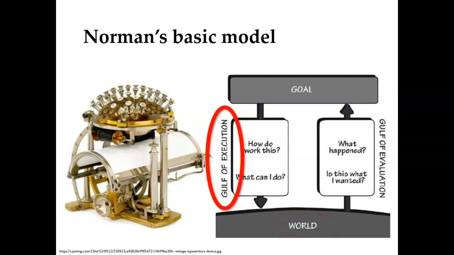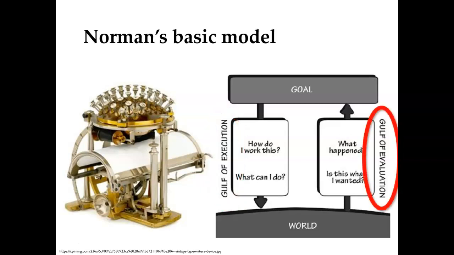Then, here are the really important vocab pieces. Gulf of execution. The gulf of execution is the gap between the goal and the world. So, with this old school typewriter, my goal is I'm going to use it and put words on a page. So, how do I work this machine? What can I actually do with the machine? Is it possible to put the words on the page? If so, what kind of words, what will they look like? Are they the kind of words that I want? So we have the gap between what I want and the end result.